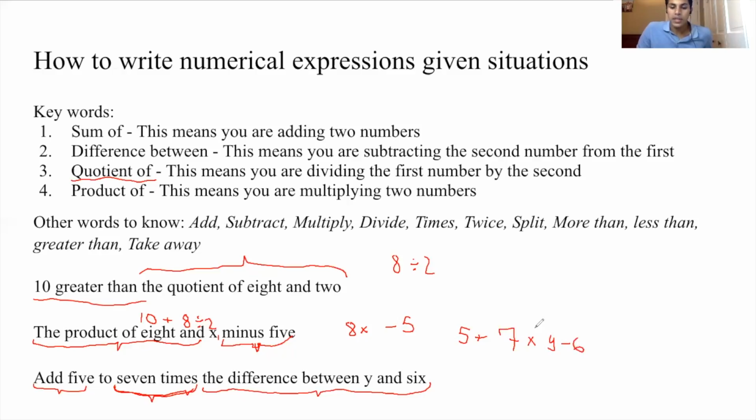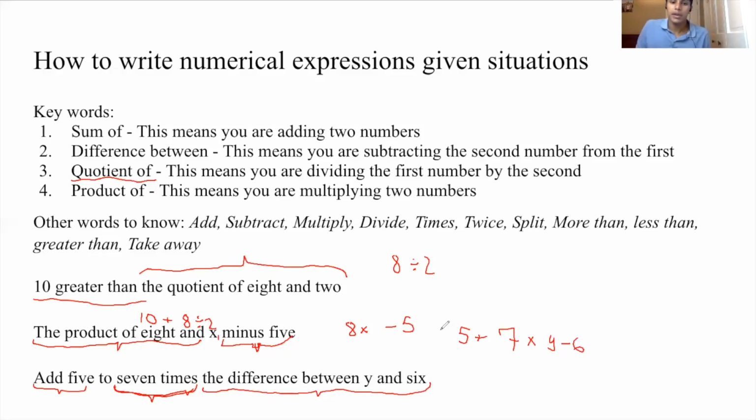Now, if you wrote this out, there's one problem that you would have. And that problem is, if you're to do order of operations, this would be 5 plus, and you'd have to do 7 times y first, and then subtract 6. But that's not what we want. Our expression says we're multiplying 7 by the difference between y and 6. So if y were 10, the difference between y and 6 would be 4, and we would be multiplying 7 by 4, not 7 times 10.